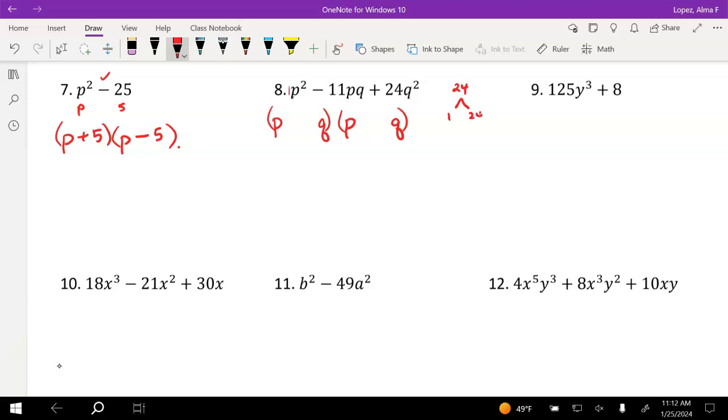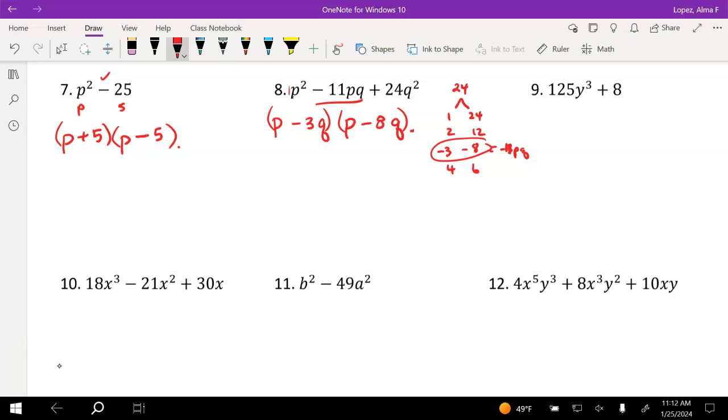Factors of 24 are 1 and 24, 2 and 12, 3 and 8, and 4 and 6. The ones that'll give me a negative 11pq will be 3 and 8. I'm going to make them both negative. They will add up to negative 3pq. I'm sorry, negative 11. Wow. Okay, negative 11pq. And all I have to do is make that a negative 3q and a negative 8q. And again, if you don't trust it, check your work on that one.